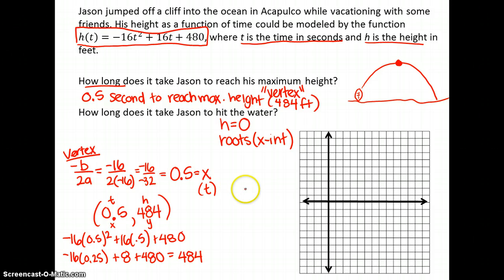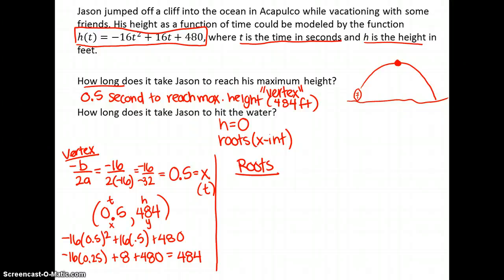So how long does it take to hit the water? Well, we need to find the roots of this equation. So to find the roots, we're going to use the quadratic formula. I'm running out of room a little bit here. Let me get rid of this. There we go. That gives us a little more room to move. Okay, so roots are x-intercepts. We're thinking either factor. Try number one would be factoring. Try number two would be quadratic formula.